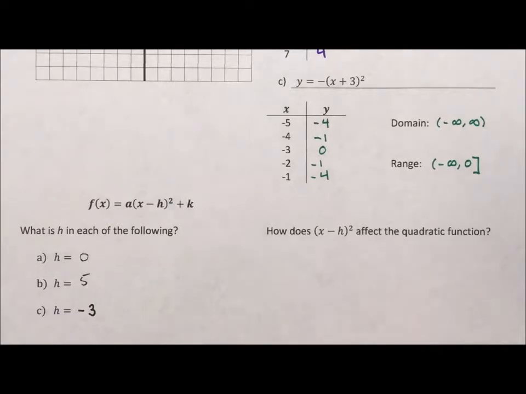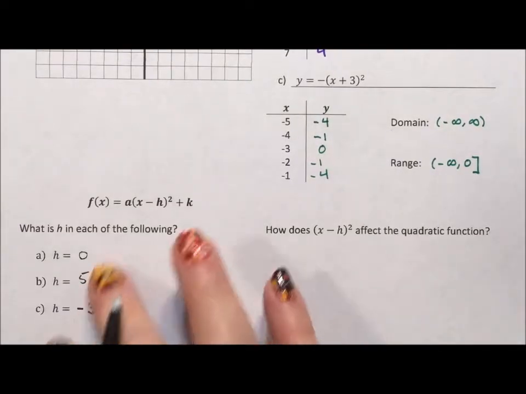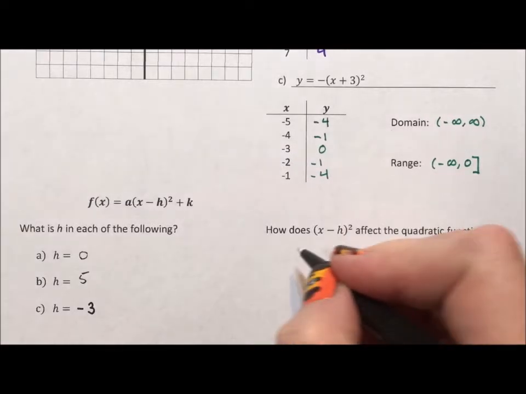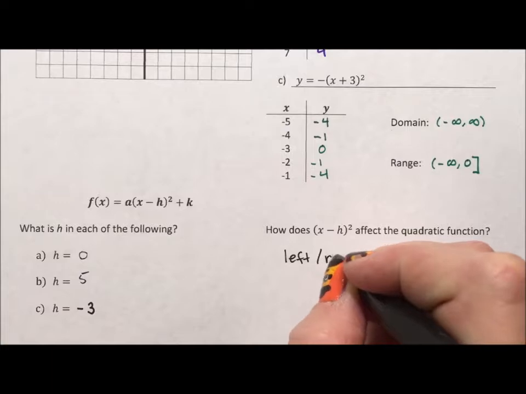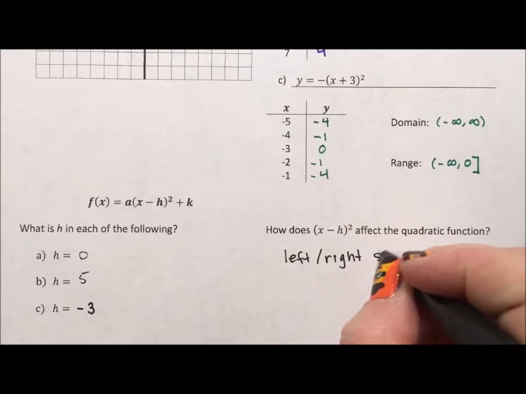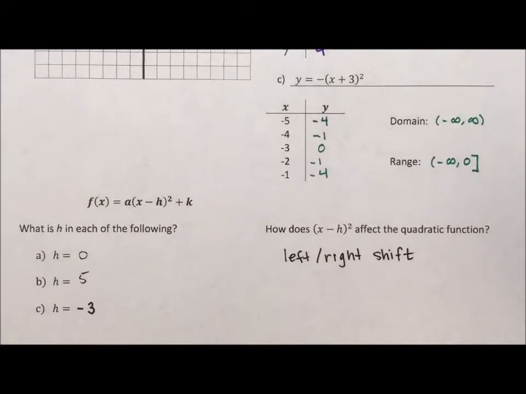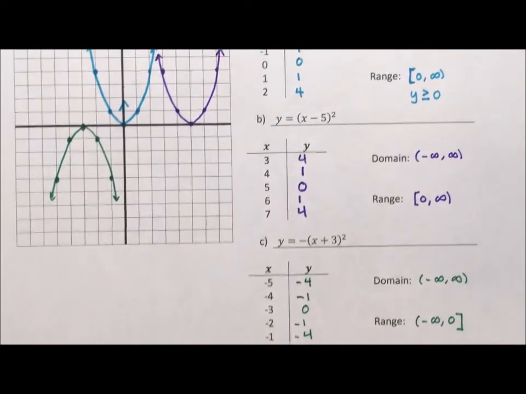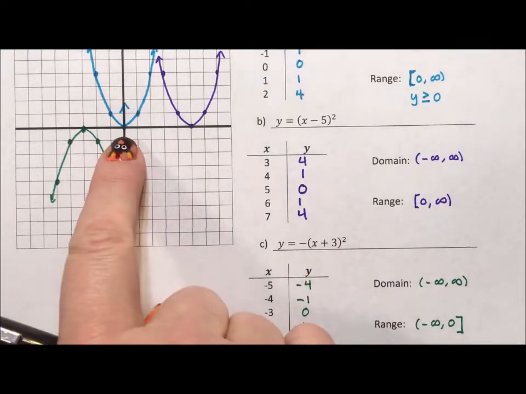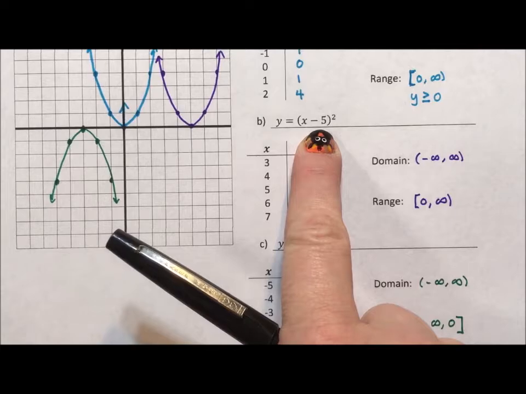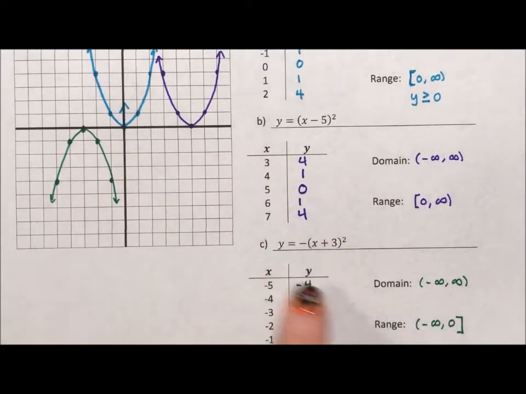All right, if we look at the graphs and how h affects it, h is a left-right shift, because if we look at all of our graphs, it shifted left and right. This one pointed down because the a out in front was negative, which you can see in another video about a. But when h was 5, we moved to plus 5. And when h was negative 3, we moved to negative 3.